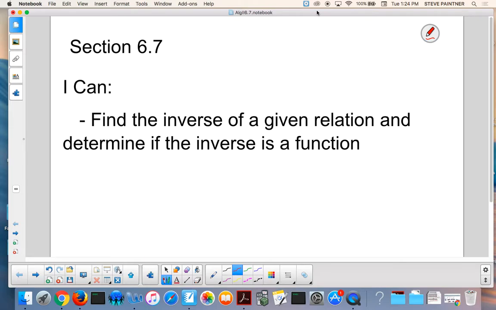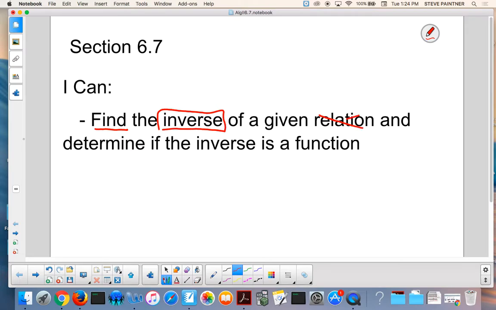Okay, here we go. Today, your job is one job. Sorry, two jobs. But the second job is so easy. Here's the job you have to do. You have to find something today. What do you have to find? You gotta find the inverse. You gotta find the inverse of a given relation.